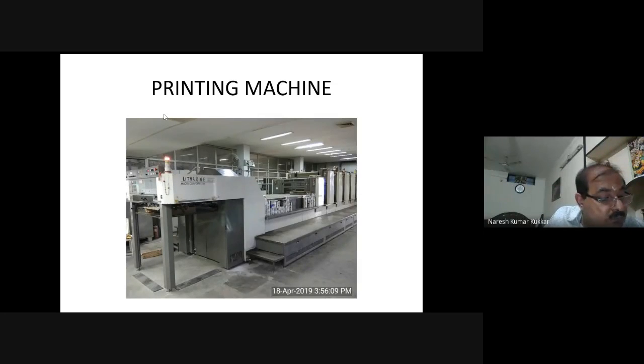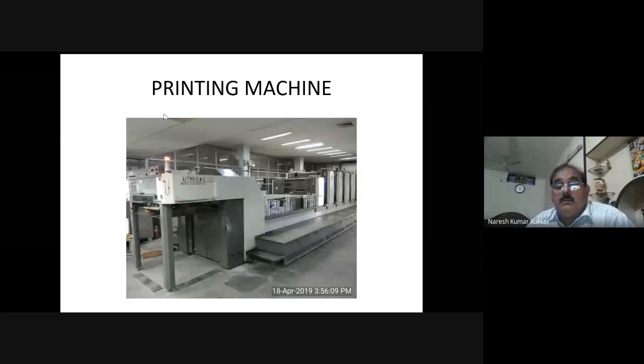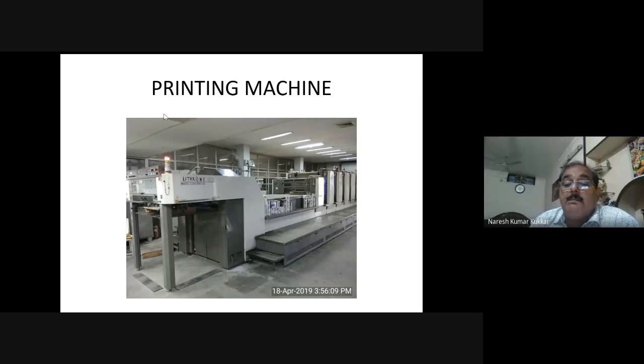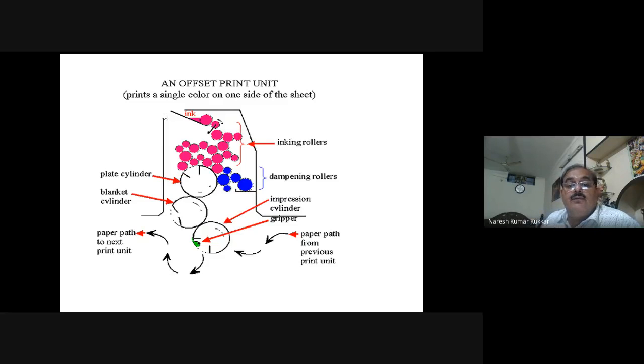We have to check on the time also. Printing machines are machines used in the printing industry, like in book making or copy making or all types of stationery. This is a three color machine where printing is done on paper. This is an offset unit printing, and this is how it works. There are cylinders, paper passes from one cylinder to the other, and ink comes from the upper side, giving an impression on the paper.